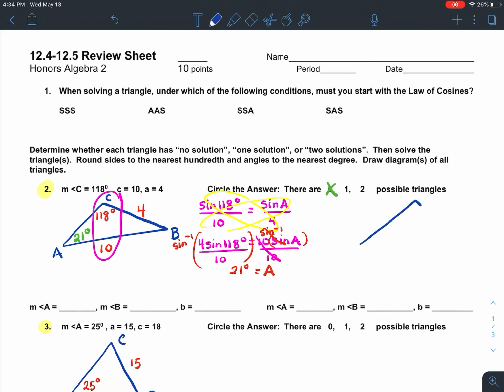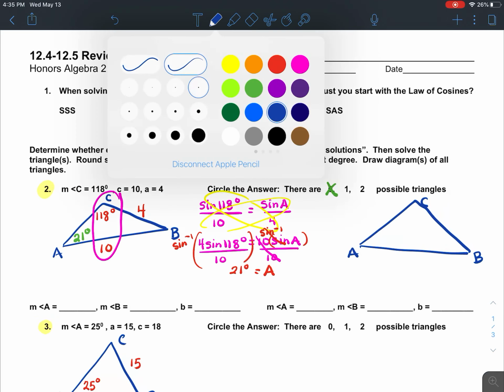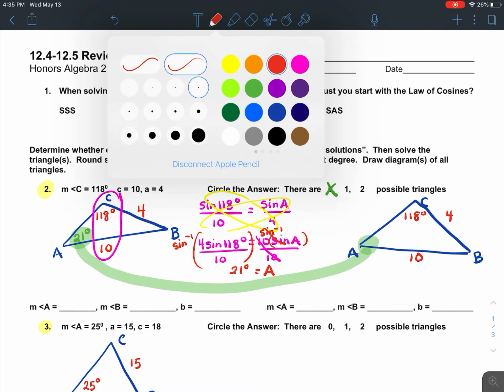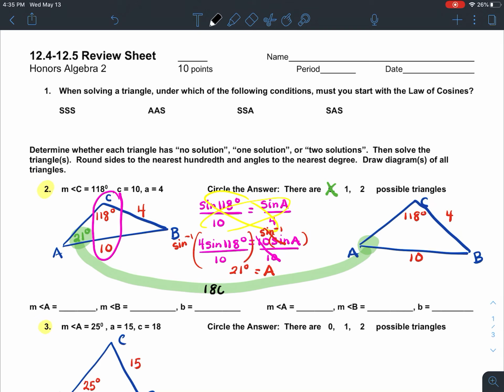Okay, so I'm going to go ahead and draw a second triangle. I'm going to place the 3 given pieces of information onto that triangle. And then I'm going to take the angle 21 degrees that I originally got for angle A. But if there is a second triangle, angle A would be the supplementary angle to that. So 180 minus 21, angle A would have to be 159 degrees if there is a second triangle.